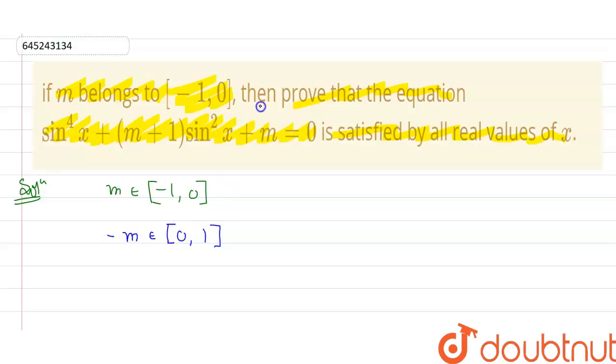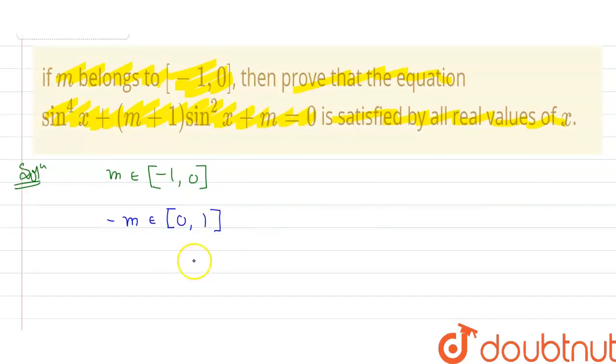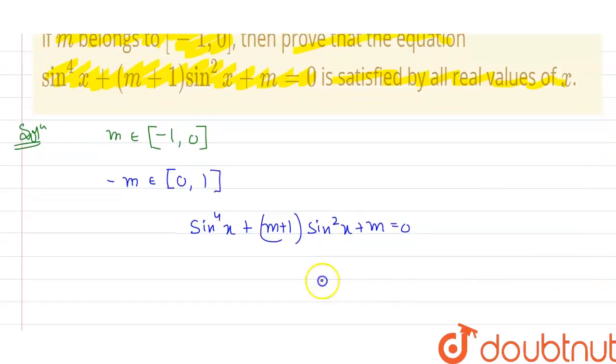So now we have to basically prove that this equation is satisfied for all real values of x. What is the given equation in the question? My given equation is sin^4 x + (m+1) sin^2 x + m = 0.